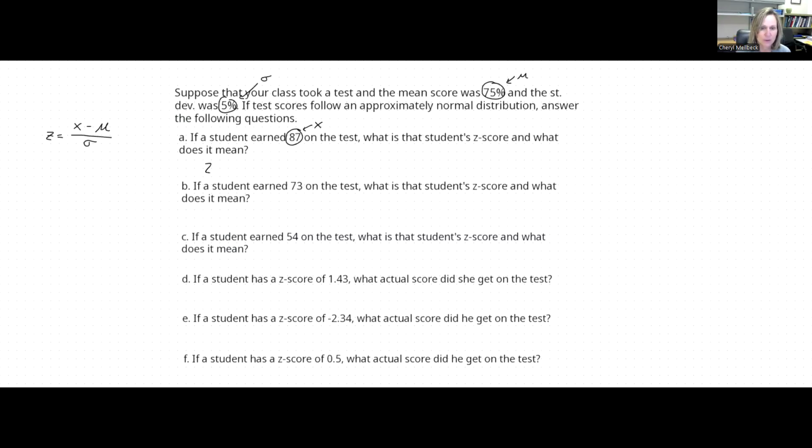We'd go z equals 87 minus 75 divided by 5. Now you may want to put parentheses around this in your calculator so your calculator does it correctly, but 87 minus 75 is 12, and 12 divided by 5 gives us 2.4. So 2.4 is that student's standardized score. Now, what does this mean? We would say that a score of 87 is 2.4 standard deviations above the mean because it's positive.